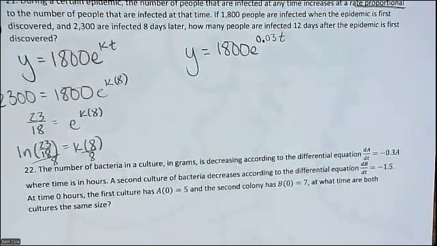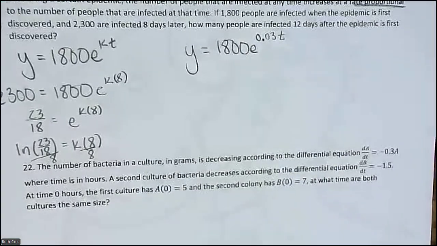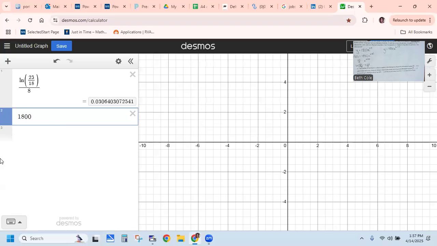And then we can answer the question, what do we want to plug in for time? We want how many people are infected at 12 days. So what you're going to type into your calculator is 1800 e to the power. Now you want this number times 12. So if you highlight it, you can copy paste it in there and then times 12. You know how to do Control C and Control V? Like copy paste? And we will round to the nearest whole person. So 2,600 people.